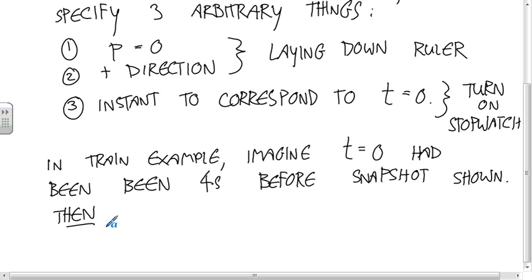Then what we would have for values is the position would be equal to -7 meters at time 4 seconds. Okay. Anyone have any questions about that? In other words, if you think of position as being a function of time, you can write this as the position at 4 seconds is equal to -7 meters.